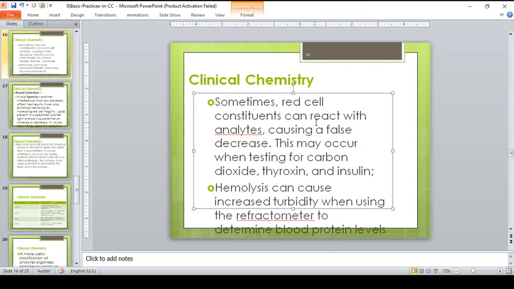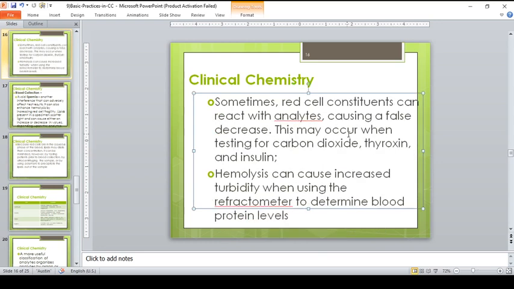Sometimes, red cell constituents can react with analytes, causing a false decrease. This may occur when testing for carbon dioxide, thyroxine, and insulin. So, there are constituents in the red blood cell that may react with carbon dioxide, thyroxine, and insulin, leading to a false decrease. Kagaya ng sodium and chloride, kapag nagkakaroon ng hemolysis, bumababa sila. So, pwede din daw bumaba ang carbon dioxide, thyroxine, and insulin.